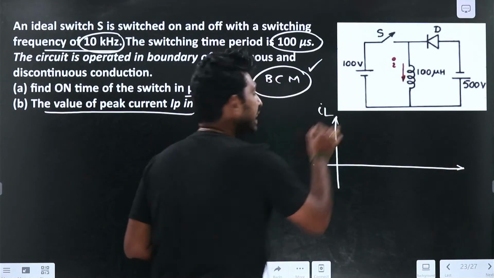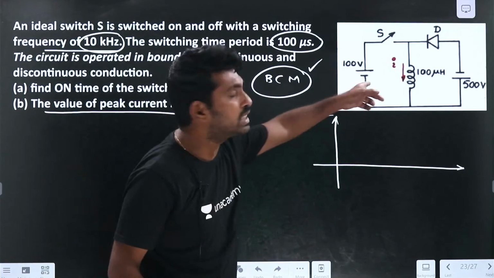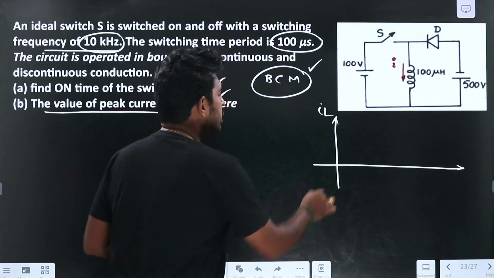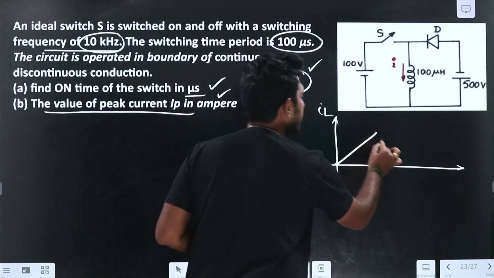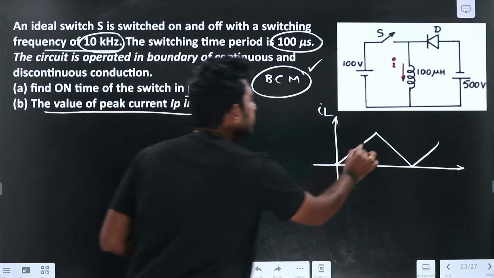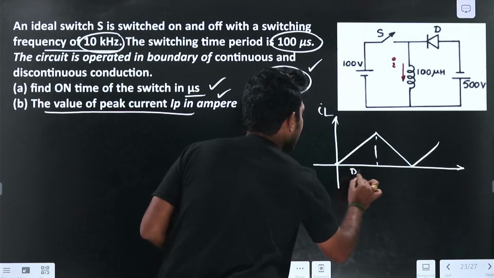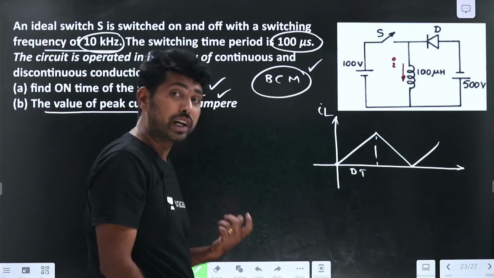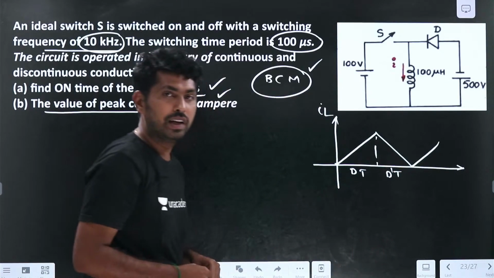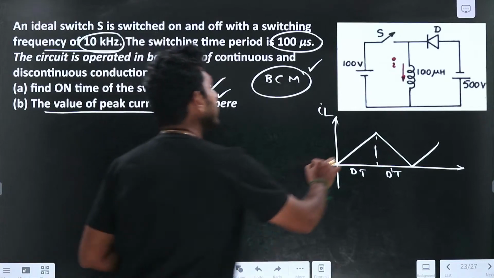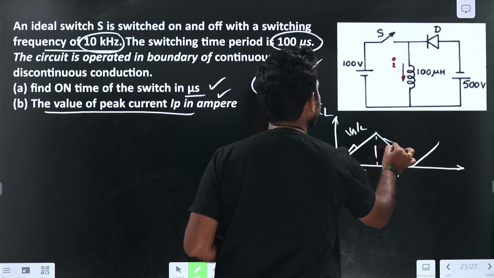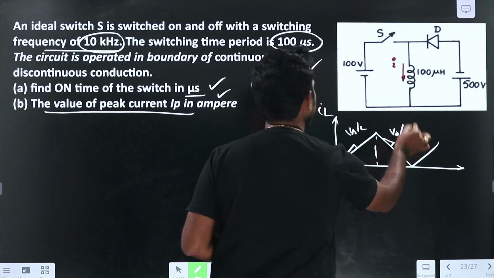If I draw the IL waveform, how would it look? It is a buck boost converter operating in the boundary conduction mode. We know that the boundary conduction mode waveform would be like this. This period will be dT, that is the on time of the switch, and this period will be d dash T, that is the off time of the switch. This slope will be Vs by L, and this slope will be V0 by L.